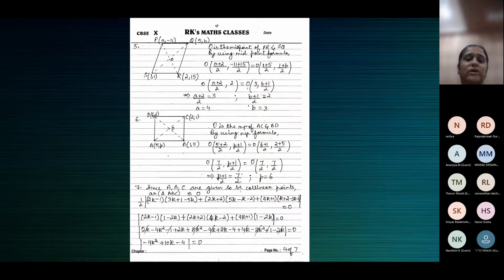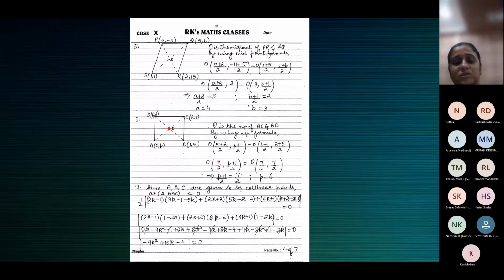Same thing when it's a square. The square is also a parallelogram. O is the midpoint of AC. O is also the midpoint of BD. Same idea. So you can see 7 by 2, 7 by 2 here. So equate these two to find the value of P. This is how you should work it. You save time.